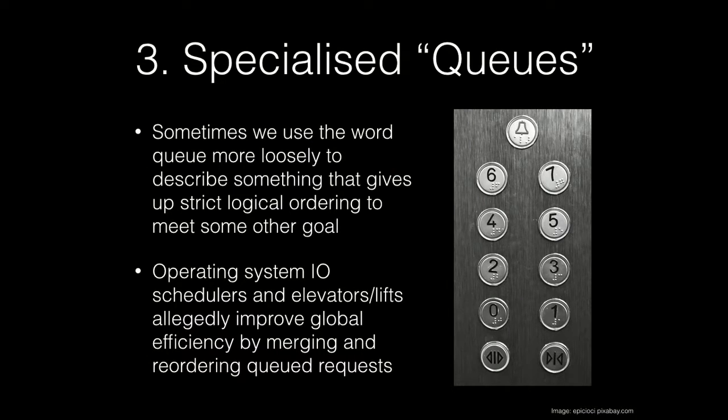Then we have specialized queues, and these are queues with air quotes. A good example is an elevator or lift, or an operating system I/O scheduler. Allegedly, they behave with better efficiency by merging together requests, for example, blocks that are adjacent to each other on disk or something like that. But it sort of looks like a queue if you squint and tilt your head slightly, because you put things in and things come out, in some order, which is perhaps complicated to describe and might even depend on the system clock or other kinds of external factors like where the disk head is or something like that.